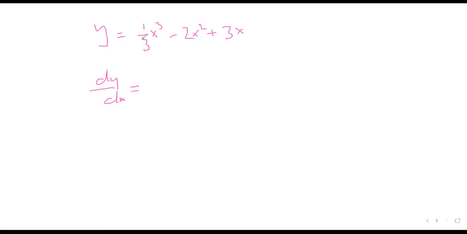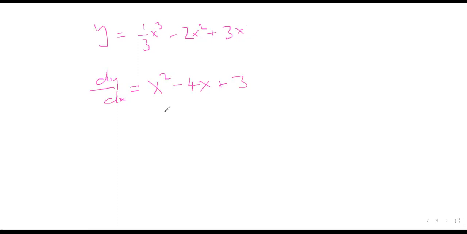A third of 3 is just 1. We never write 1. That one from that one, we get a what? A 2. Then here, we get 4x. And here, let's differentiate here, we get what? Positive 3. This is a derivative.